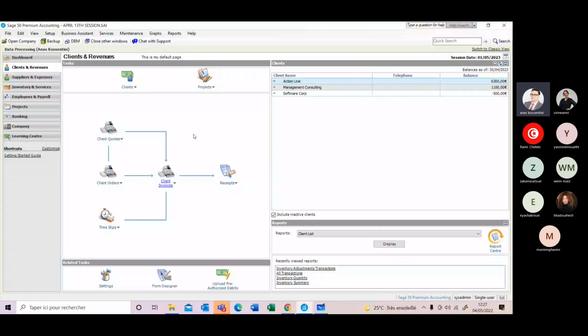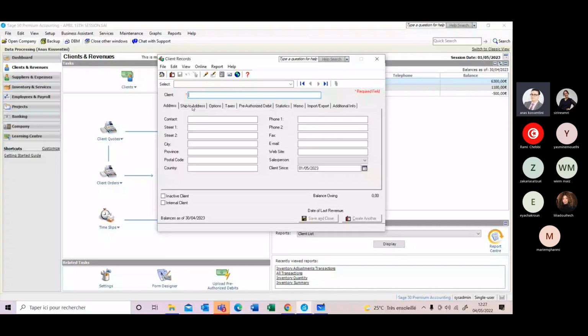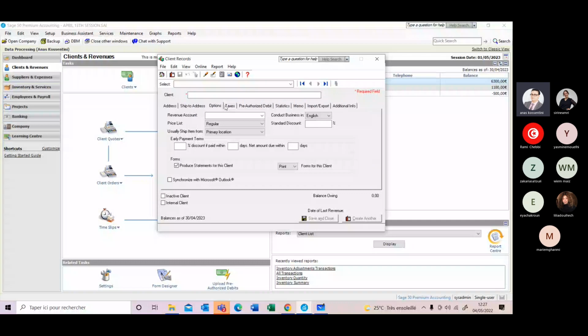If I go to clients and revenues and add a new client, among other things you add the name, etc. You have the shipping address, you have options. Here, the currency that is used is not the US dollar, but the Canadian dollar. The problem is, if you are in Canada, the company is in Canada, but is dealing with US customers, or also with US suppliers.